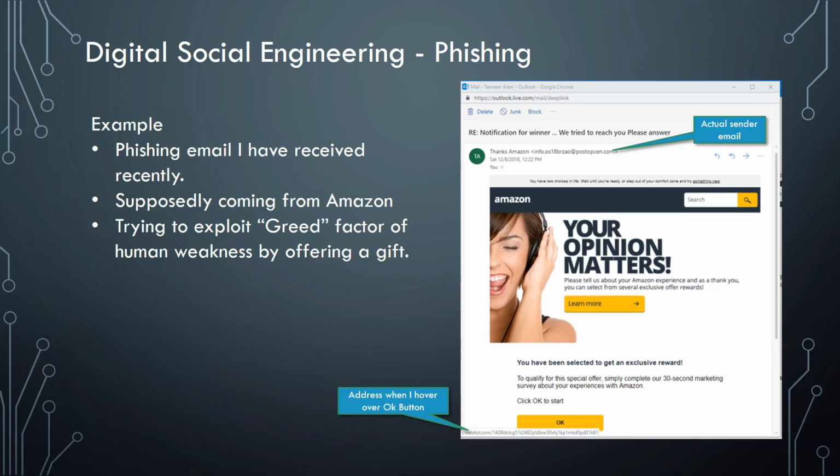This slide shows an example of a phishing email I received recently offering a reward for a survey. It looks like it's coming from Amazon, but a close look at the from address and hovering over the OK button reveals a URL which is not tied to Amazon.